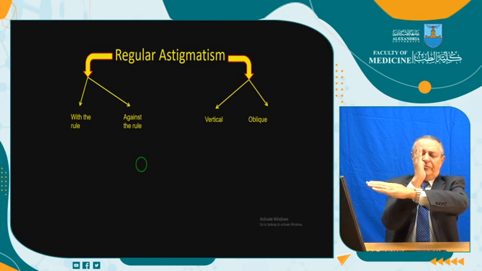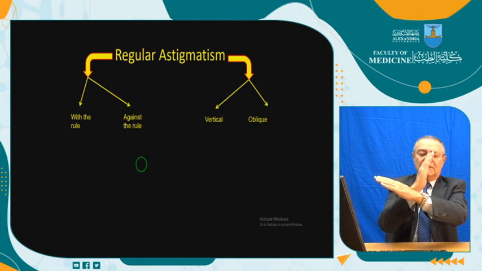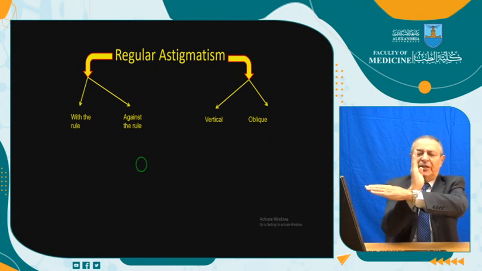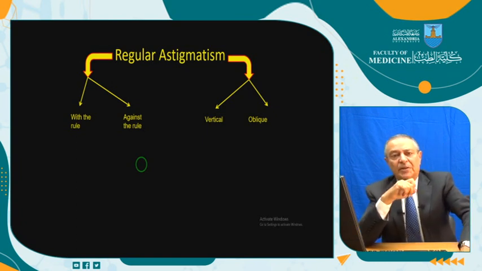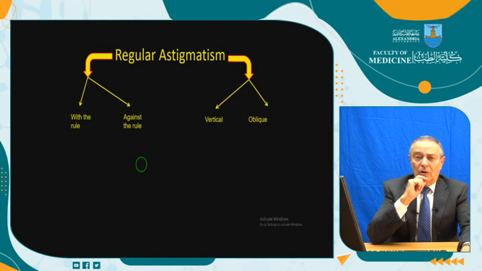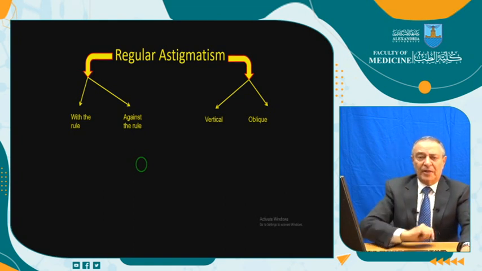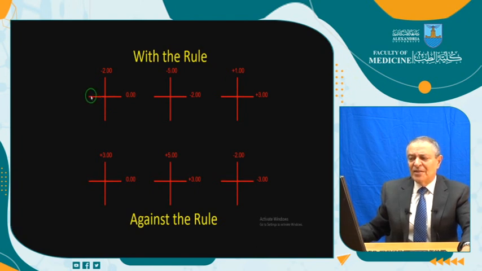Also, it can be vertical like that. It can be oblique, meaning that the main axis is not vertical or horizontal. It can be at any degree. That's why in prescribing cylinder in astigmatic correction for glasses, we must define the axis of the cylinder that will correct this astigmatism.